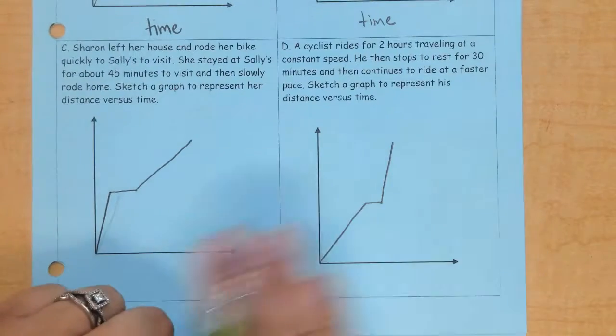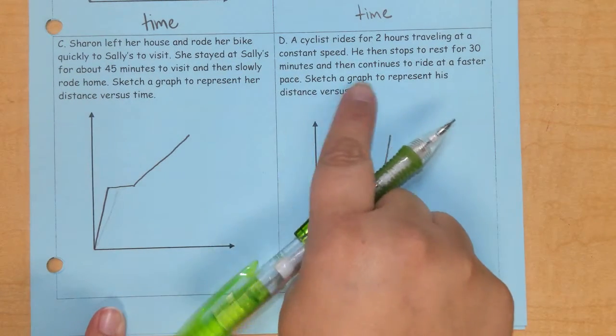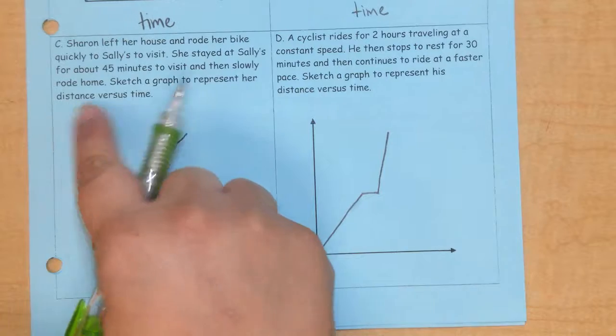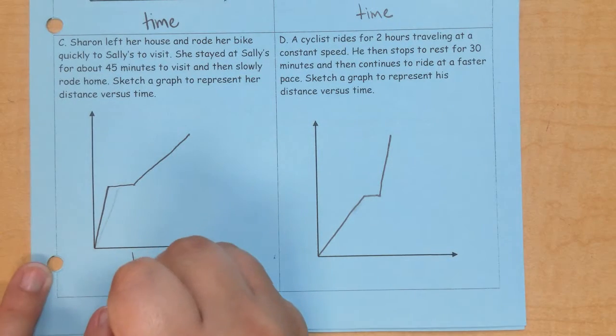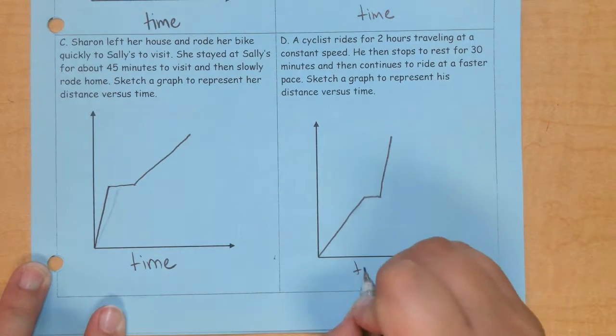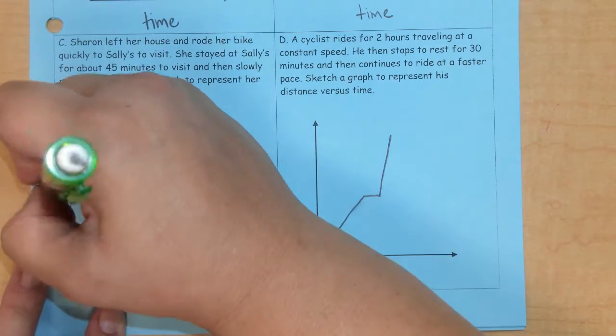Okay, now for the last two, C and D, it says that we're sketching the graph to represent distance versus time in both of these. So time will be your x-axis, and the distance will be your y.